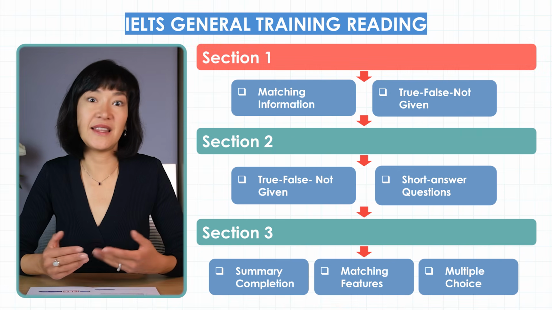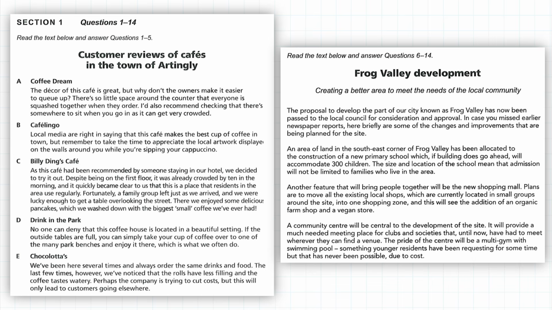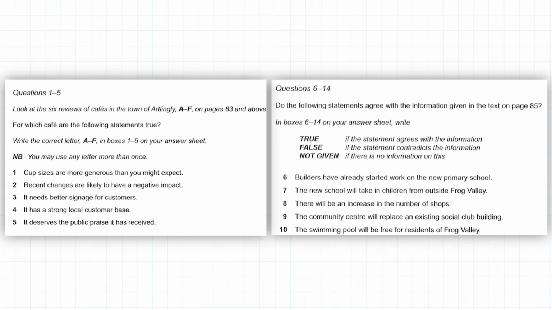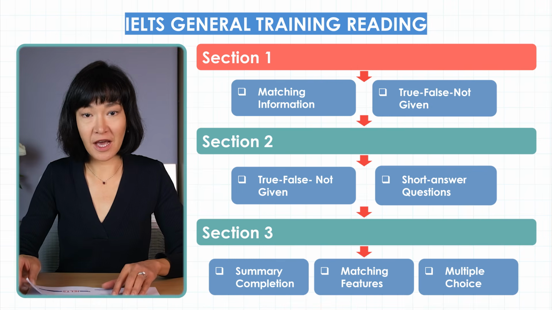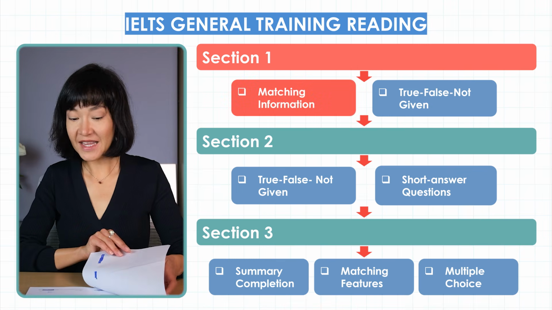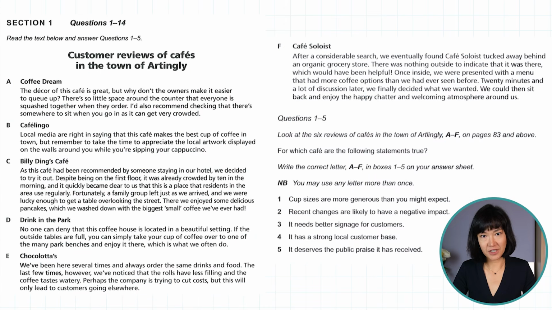Section 1 is the easier part of the test. You'll see 2 short everyday texts like notices or short articles, and usually 2 sets of questions. Most students do well here. Your goal is to complete section 1 quickly and accurately without losing marks. So we've got 2 question types coming up: matching information and true-false not given. So let's start with matching information.